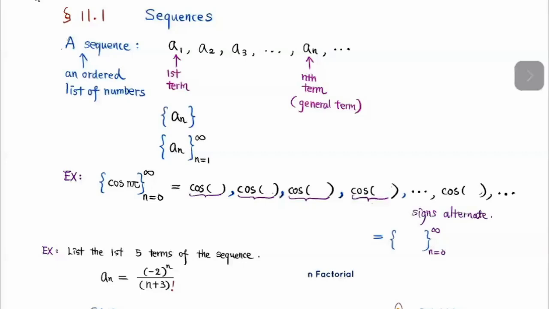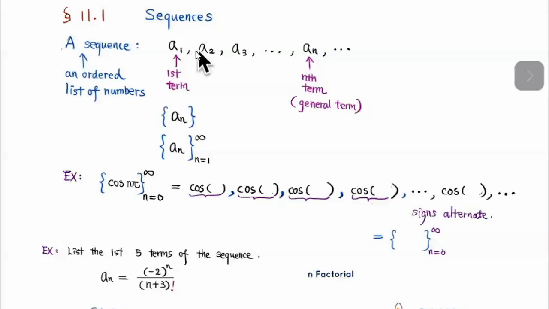Today, we are starting a new chapter, and it's going to talk about the first section of this chapter. We talk about sequences. So what is a sequence? A sequence in math is actually an ordered list of numbers.